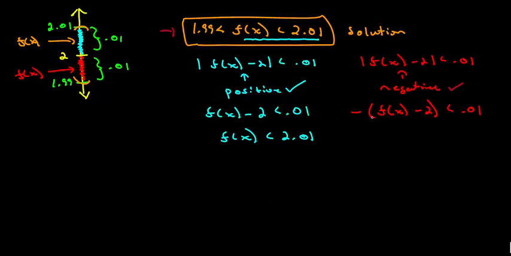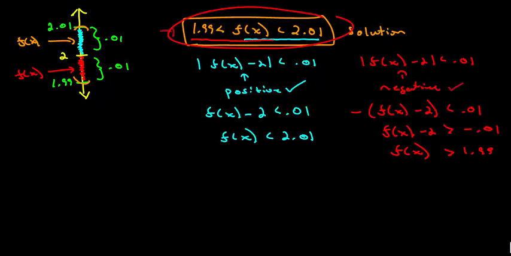If we solve this, if we multiply both sides by -1, we get this. We get f of x minus 2 is greater than negative 0.01. And if we add 2 to both sides again, we get f of x greater than 1.99. So this one says that the function values have to be greater than 1.99. That's this part right here. And if you put both these two together, you get this whole thing.